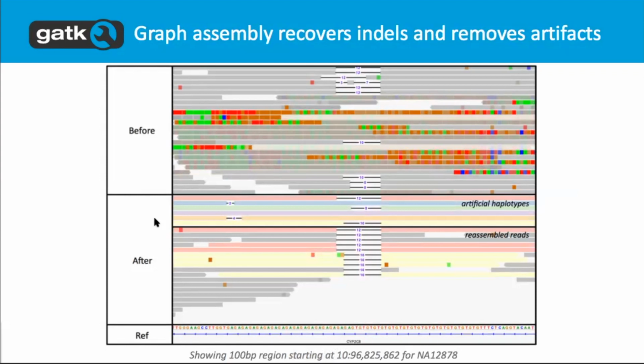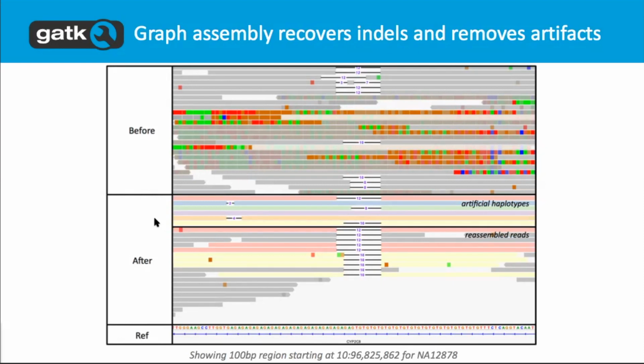The nice thing about doing this graph assembly is basically what I've been explaining, that you can recover indels at a much higher rate, especially large indels, especially in areas where the indels are mostly covered by ends of reads for whatever reason.